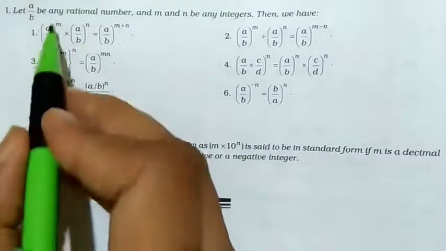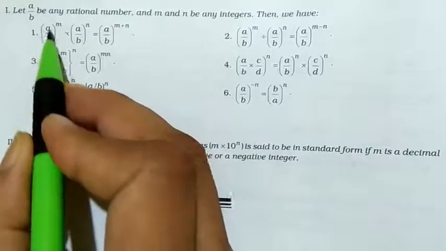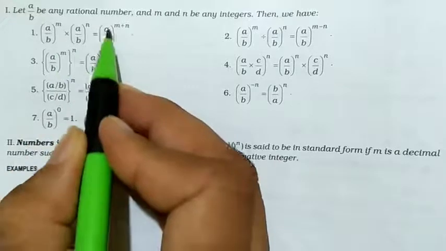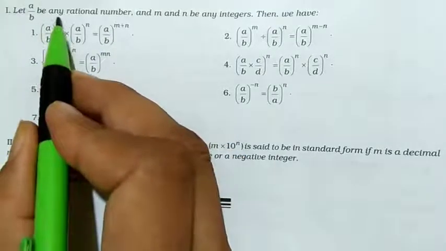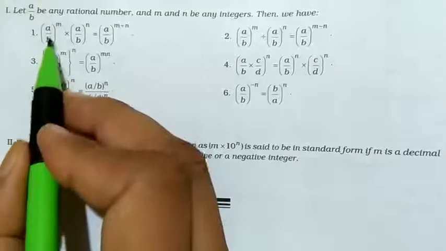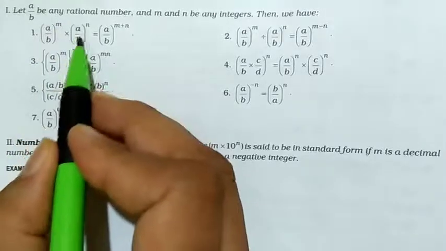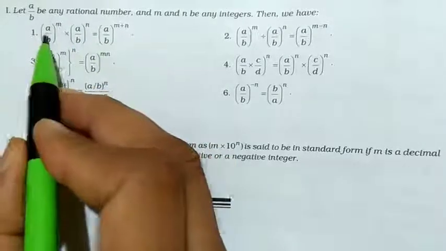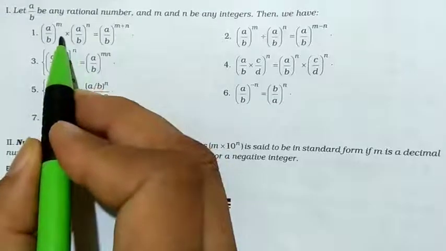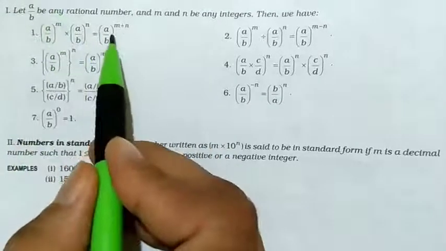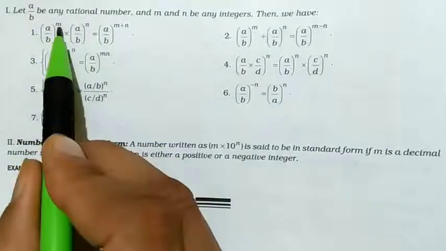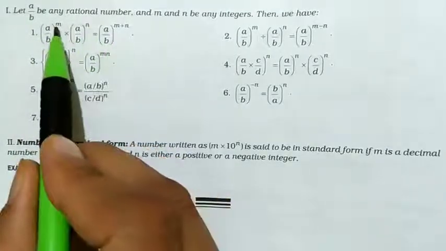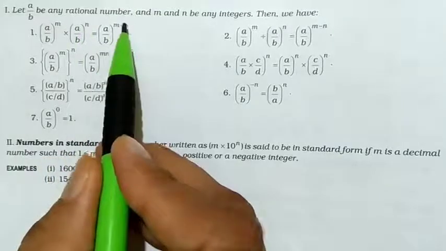Just remember this. Here a by b is called the base, and this is called the exponent or power. So a by b whole power m multiplied by a by b whole power n means if bases are same and it's in multiplication, then in the result we take the same base and add the powers, the exponents. So here m plus n.